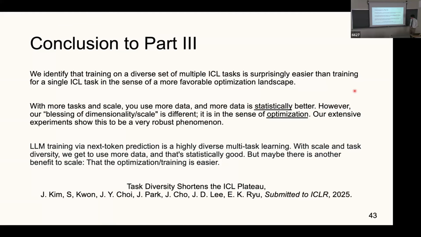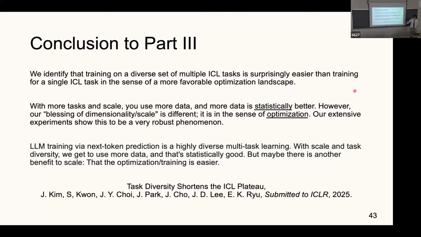In the modern training of large language models, scale is considered one of the most important factors, right? With more scale, what people mean is you use more data, a larger model, more computation. When you use more data, that is statistically better, and that's at least intuitively well understood. However, the blessing of dimensionality scale that we've reported in this work is a bit different, in that our observation is in the sense of optimization.